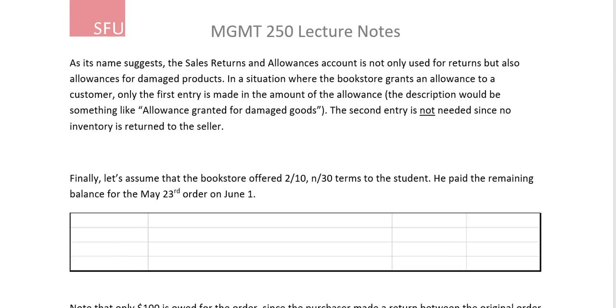Finally, let's assume that the bookstore offered 2/10, n/30 terms to the student. He paid the remaining balance for the May 23rd order on June 1st. So take a minute to try this, and we will go over it in the same video.